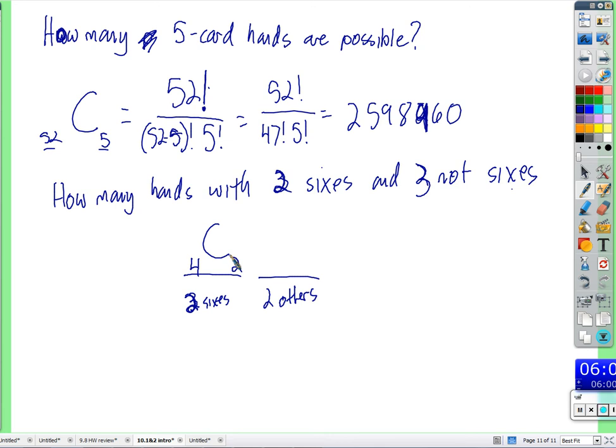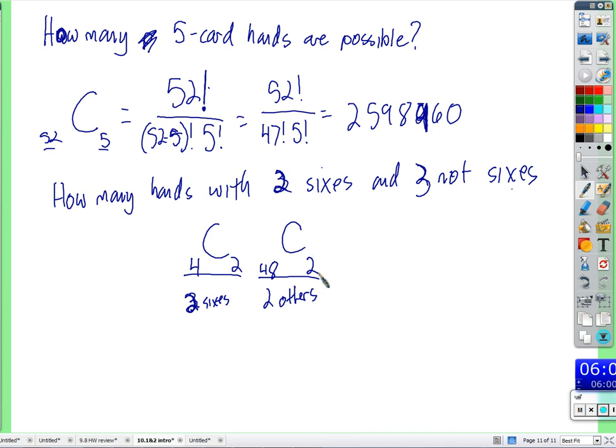Does that make sense? Then we want to pick two, not sixes, two other cards. How many are we picking? Two out of how many? 48, because there are 48 cards that are not sixes. Does order matter? No, combinations then. So there's this many ways to get two sixes.